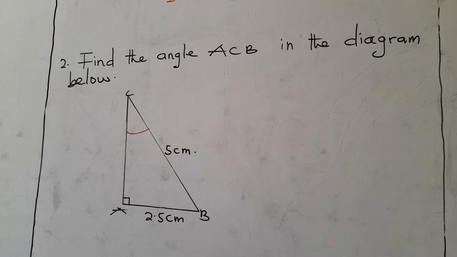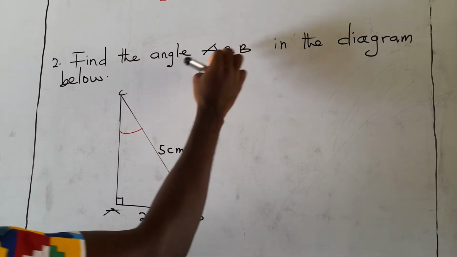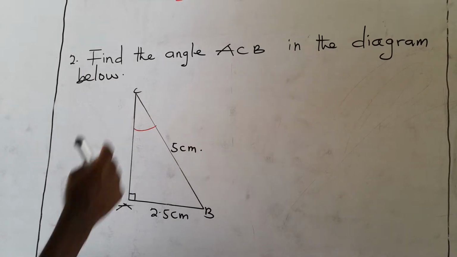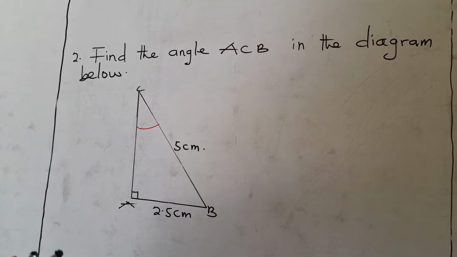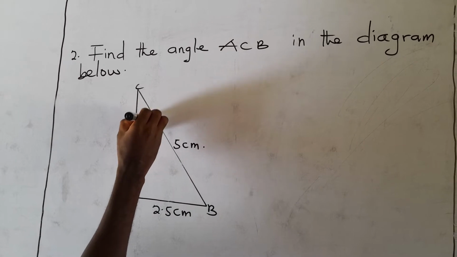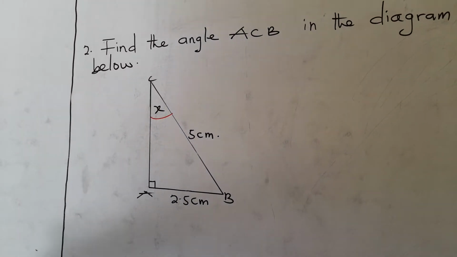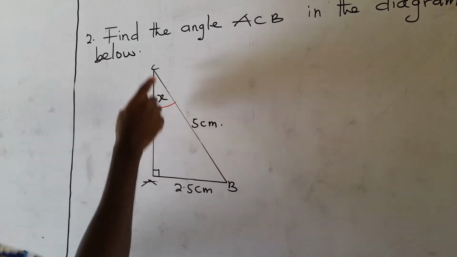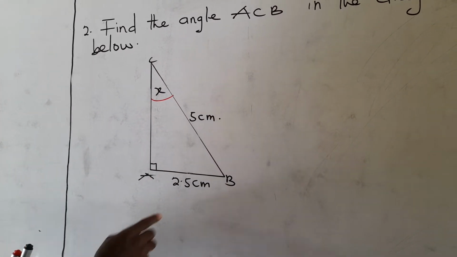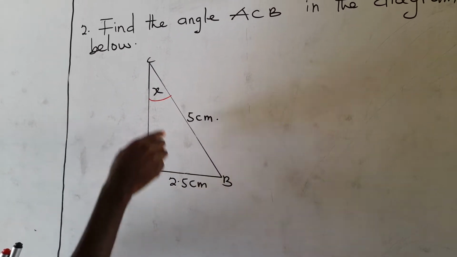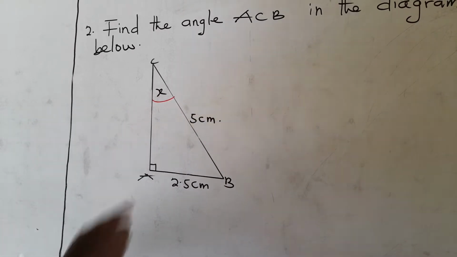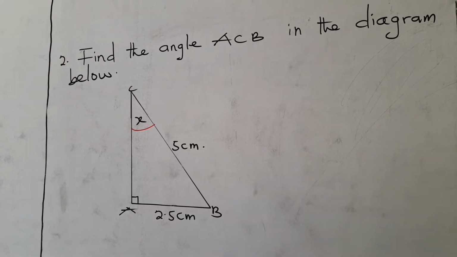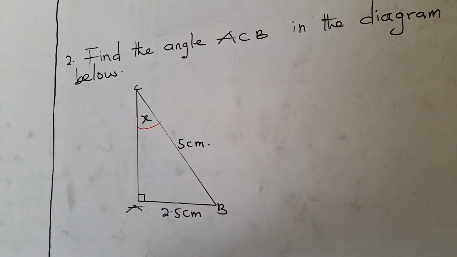Okay, so let's look at the second question. They ask us to find the angle ABC in the diagram below. So they're asking us to find the angle marked here. Let's let the angle be X. We said that the side against the angle is always the opposite, and the longest side is the hypotenuse. So if we have 2.5 against the angle, then we can say that 2.5 is the opposite, and this is the hypotenuse.